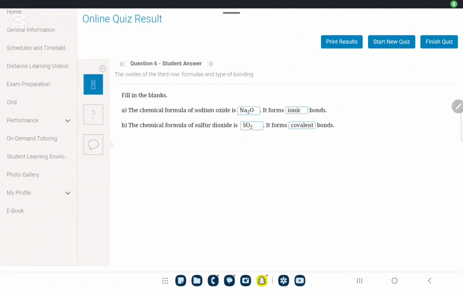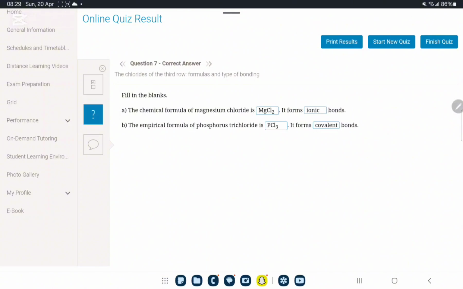Question 6. The chemical formula for sodium oxide: sodium is Na plus, oxide, meaning oxygen, has 2 minus, crisscross, Na2O, so it forms an ionic compound, metal for Na and non-metal is O, so it's an ionic compound. And then sulfur dioxide, they gave you its name, sulfur and dioxide, so just sulfur O2, SO2, dioxide. They gave you the name, the answer is in the question. And it forms covalent bonds to non-metals.